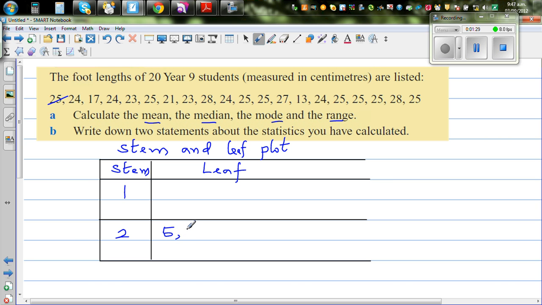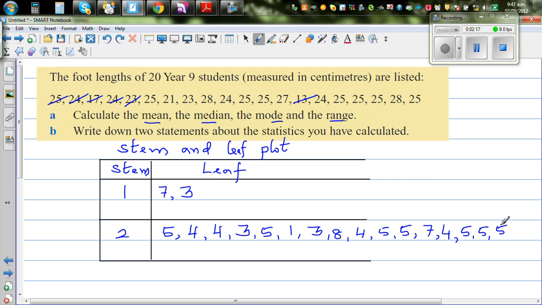I'll cross this out. The next is 24. The next is 17. Then 24, 23. The 2 is already there, so you only put 3 here. Then again 5, so you need two 5s. Then you have 7, then 13, so 1, 3 comes here, then 14, then 12, 13, 15 and 18.